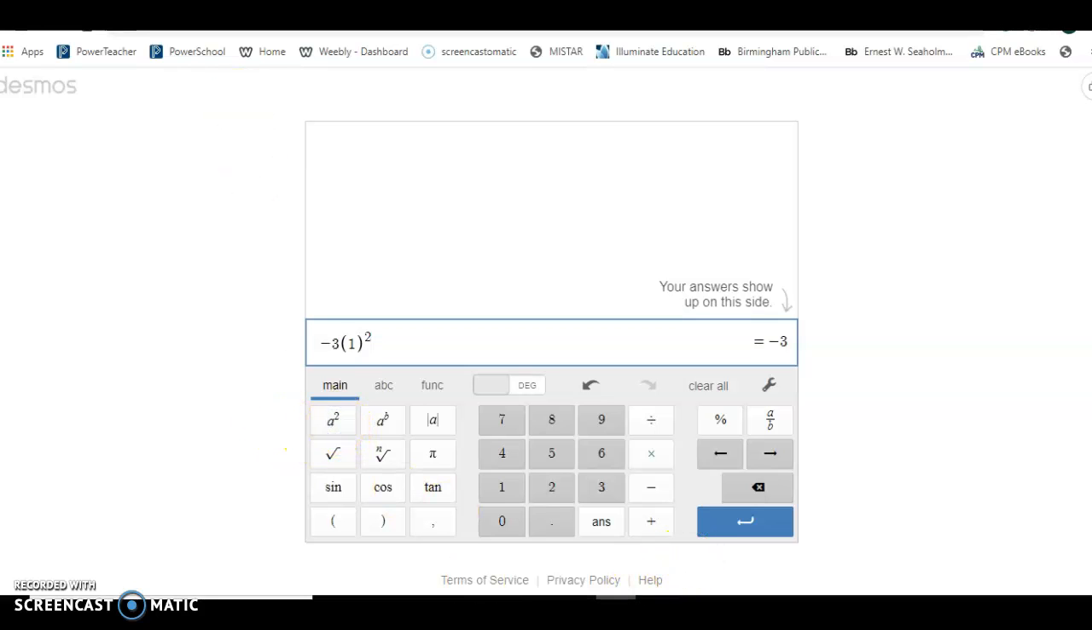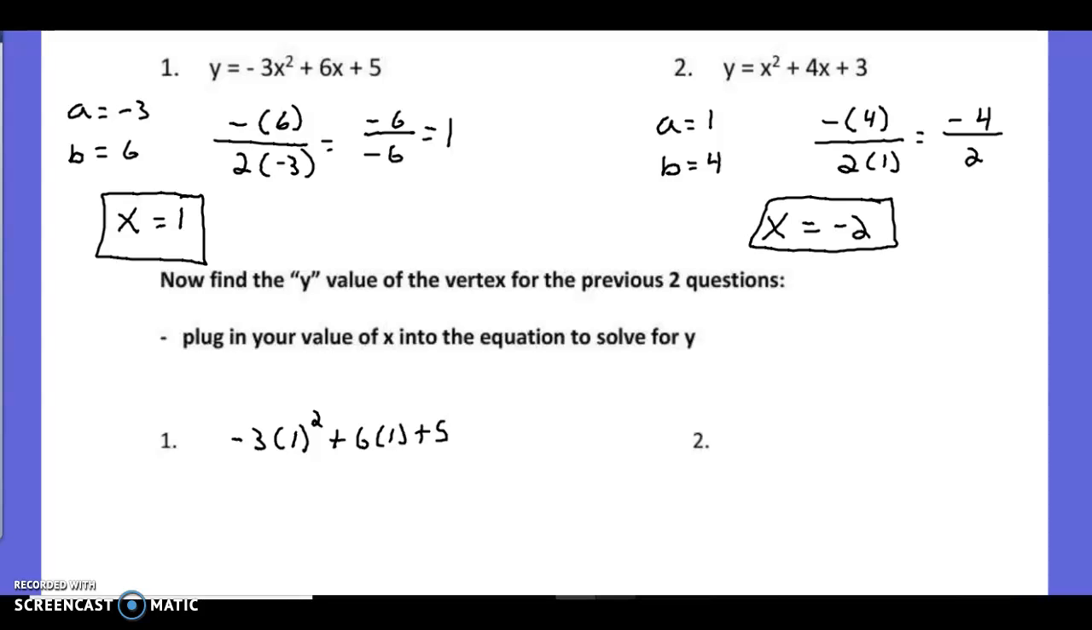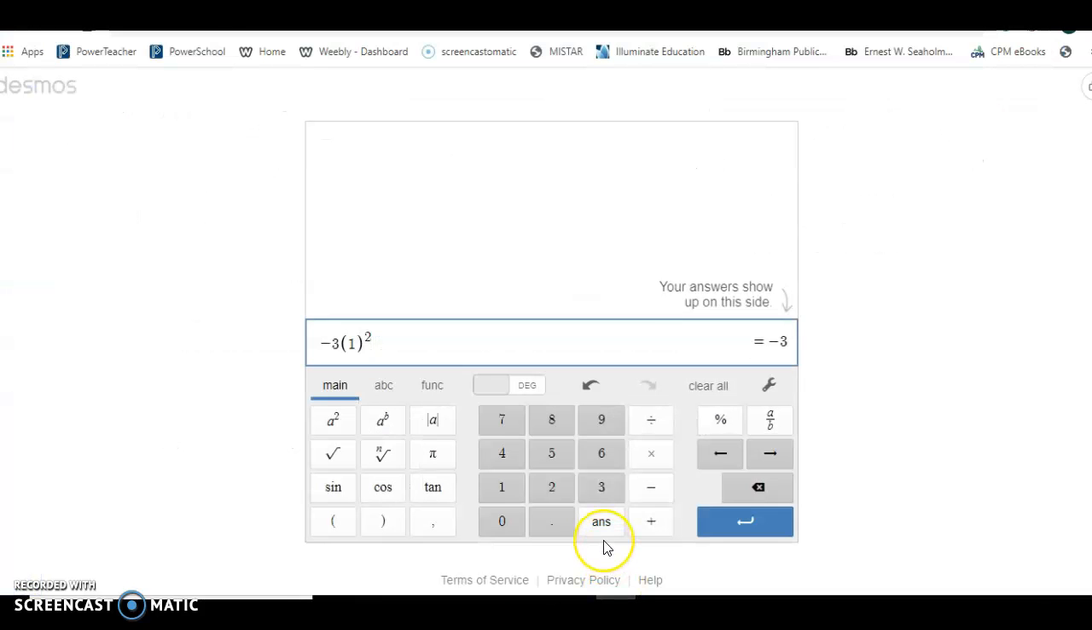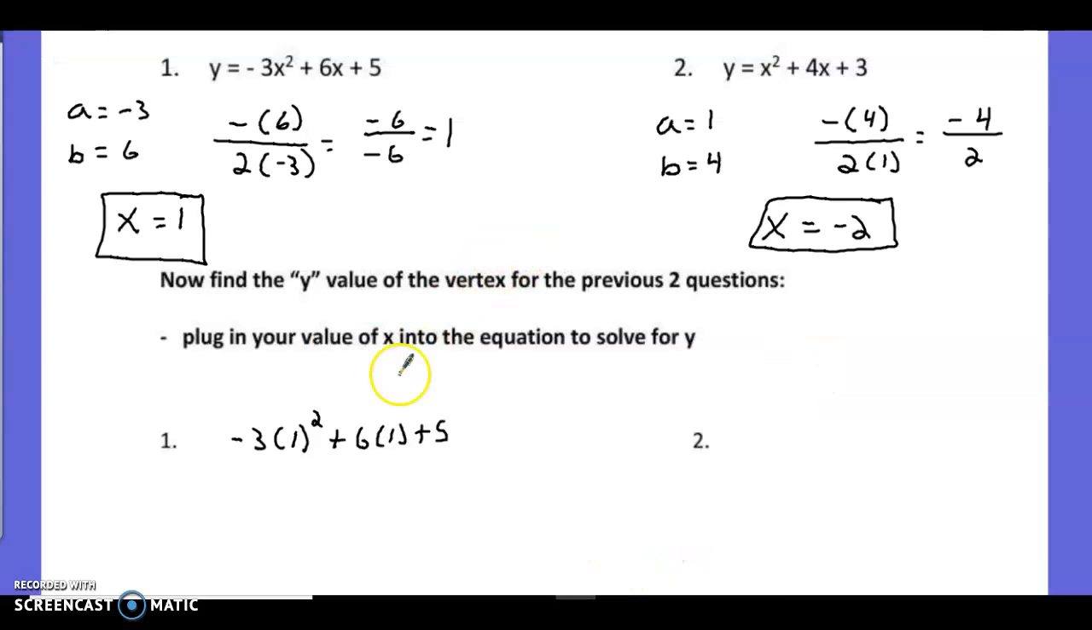I'm going to flip back here so I can see. So then plus 6 times 1 plus 5. So plus 6, parentheses 1, and then plus 5. So that gives us 8 as our answer. So as we go back through, we have y equals 8, and our vertex would be, when we put it in an ordered pair, 1 comma 8 for that problem.